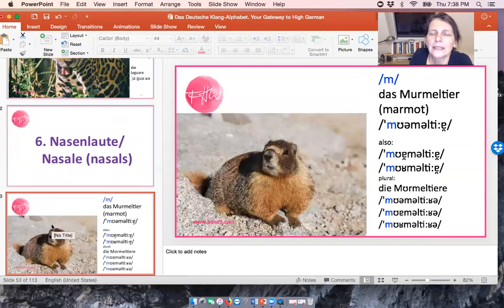Das Murmeltier. Now, when you have a postvocalic R inside of a word, all kinds of things can happen. Sometimes some people say Murmeltier, that's more in the north. Some use a schwa, Murmeltier, that's what I do. And some actually use a little bit of a velar R, Murmeltier. But I don't do that, I think. I think I say Murmeltier. But the important sound here is M. Murmeltier.